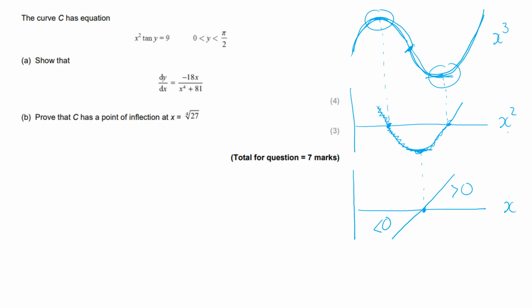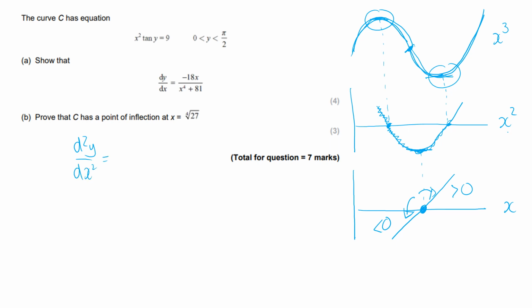So what we're looking for in a point of inflection is that the second derivative either side of the point of inflection is going to be a change of sign. So we need to show that we've got a point of inflection, so that is going to be the second derivative, so d2y by dx squared.